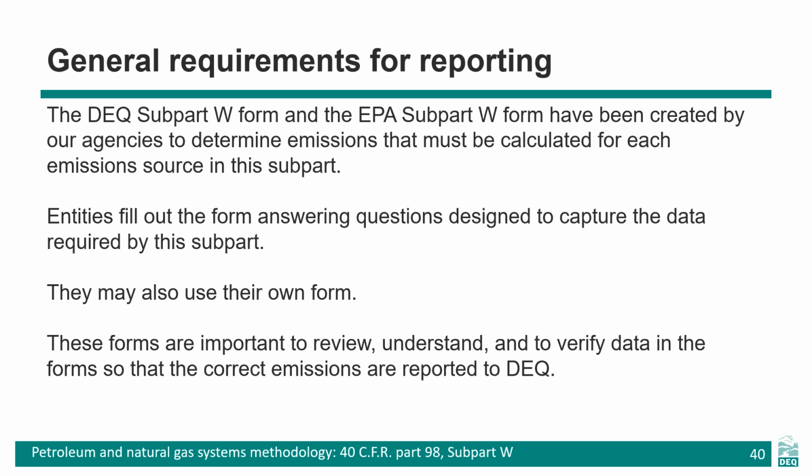Entities must use and upload these forms with their reporting, and they will be very useful to verifiers when they are reviewing the source. Verifiers should ensure that the forms are filled out correctly and that the correct emissions are being determined for the way that the company is set up. Because of the complicated rule, it is preferred that entities use either the DEQ form or the EPA form to calculate these emissions. However, entities may submit their own forms.